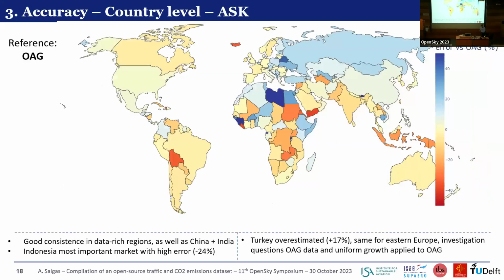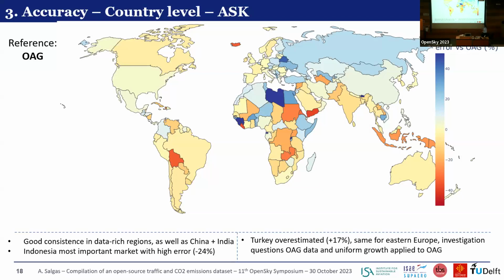Now, if we go to the country level, which is a more refined level, we can see on this map, where the yellow is around the same value, blue are overestimation, and red the underestimation, that most of what I call data-rich regions, such as North America, Europe, and also Brazil and Australia, are pretty well estimated. And we still have some weak estimation in other countries.